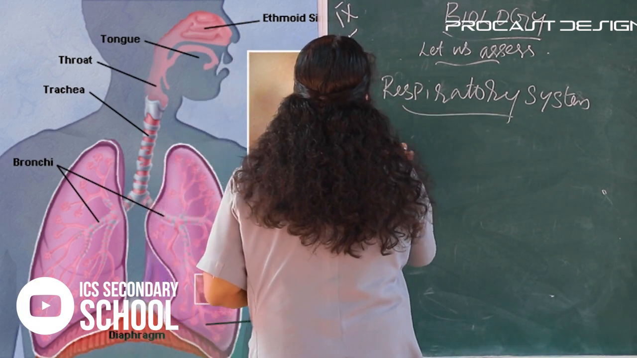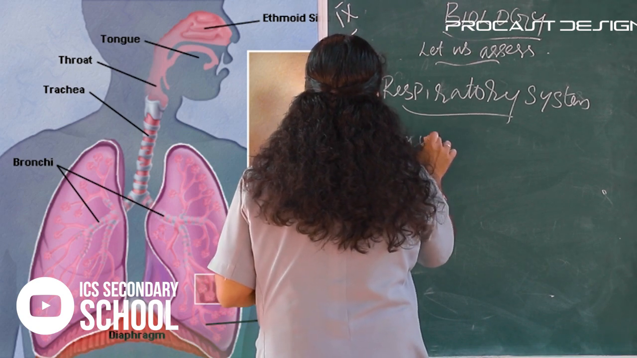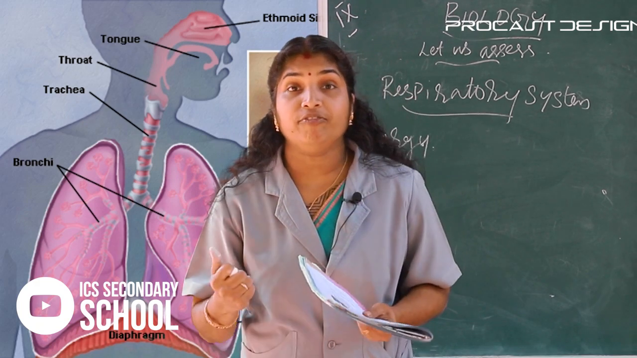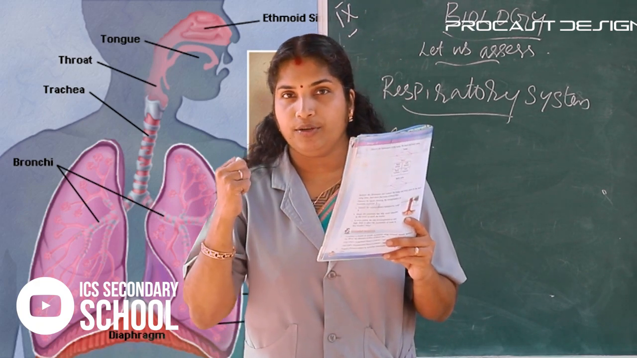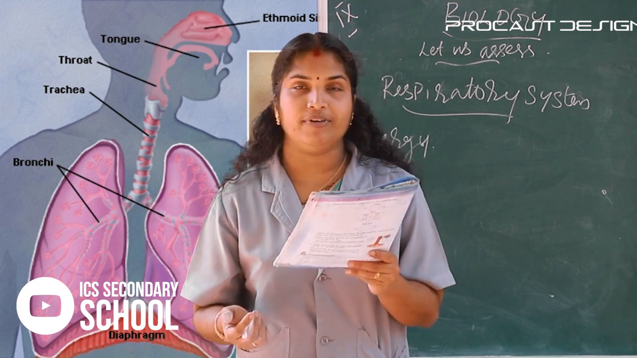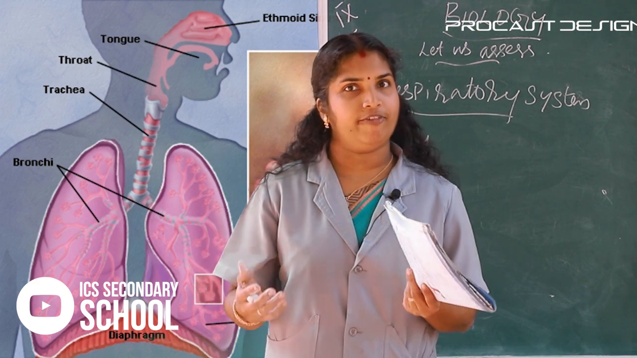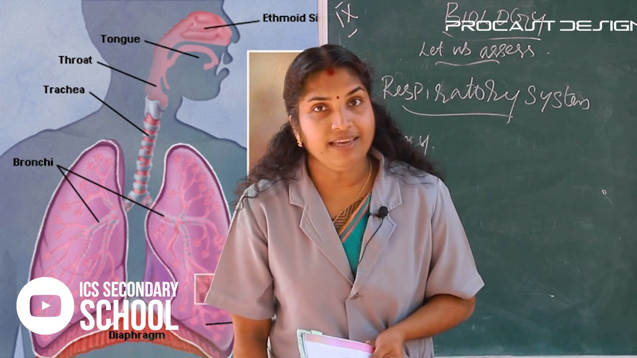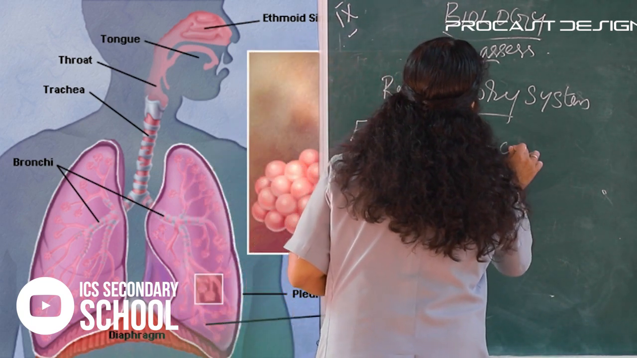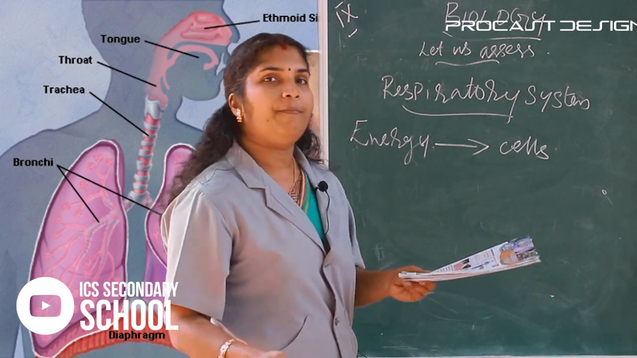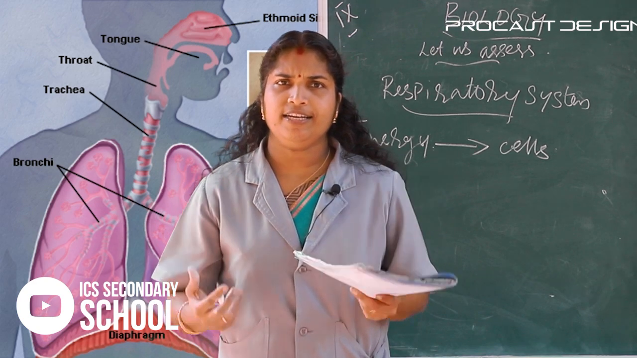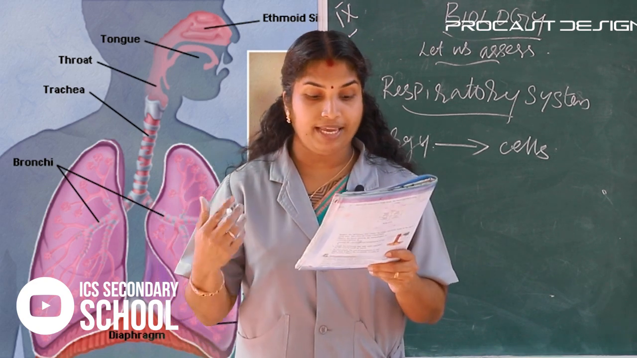What is energy? The power to do work is known as energy. Energy for doing work is released in the cells. Where is energy released from? Energy is released from the cell. Energy is the power to do work. Where is the energy released from? From the cells.